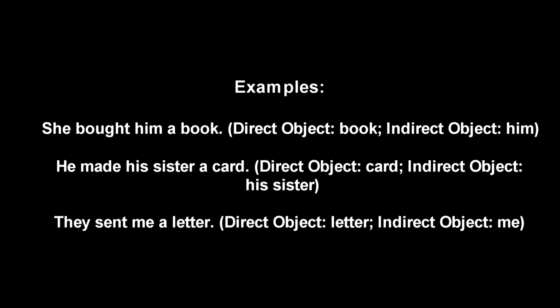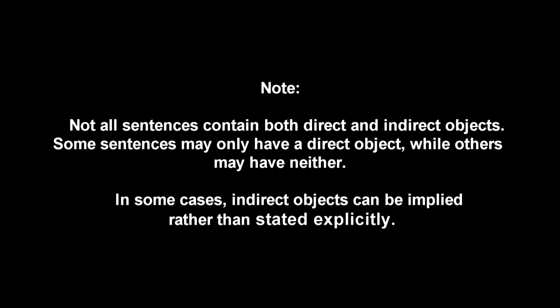He made his sister a card. Direct object, card. Indirect object, his sister. They sent me a letter. Direct object, letter. Indirect object, me. Note: not all sentences contain both direct and indirect objects. Some sentences may only have a direct object, while others may have neither. In some cases, indirect objects can be implied rather than stated explicitly.